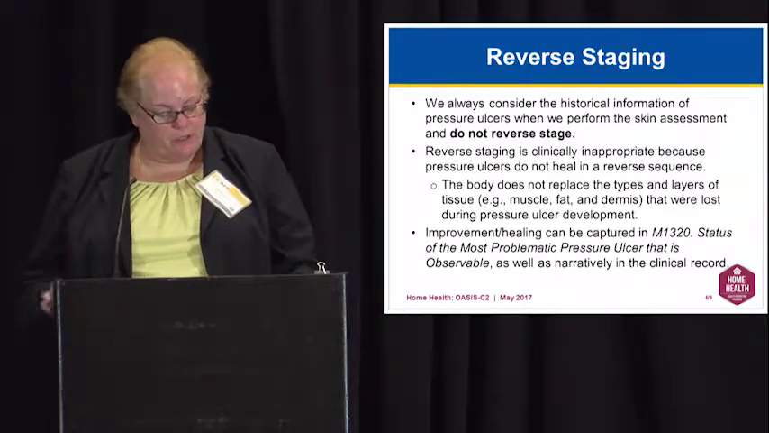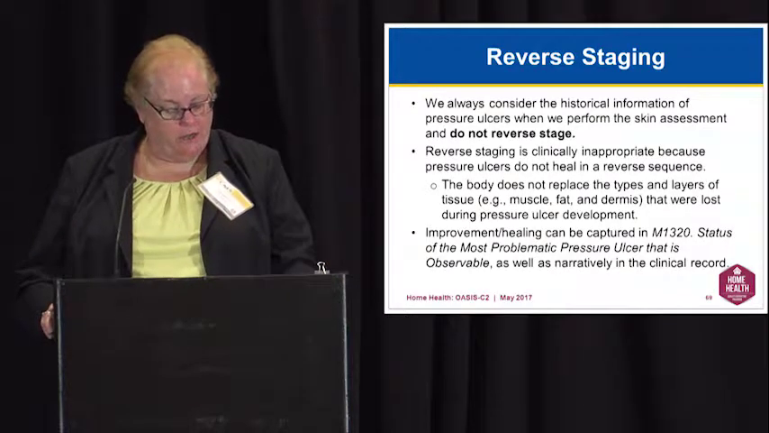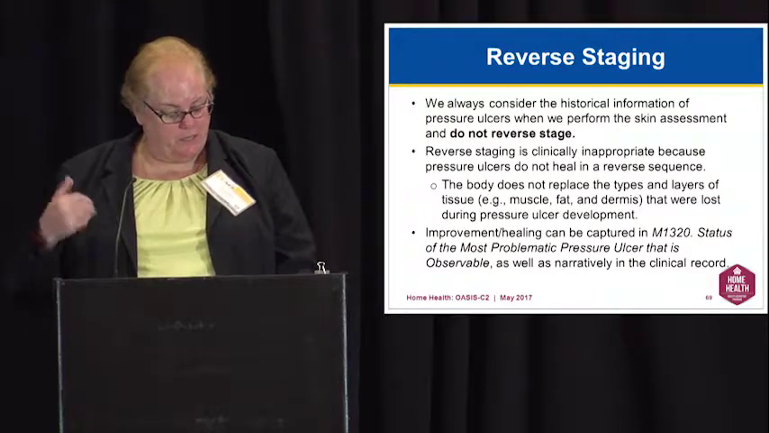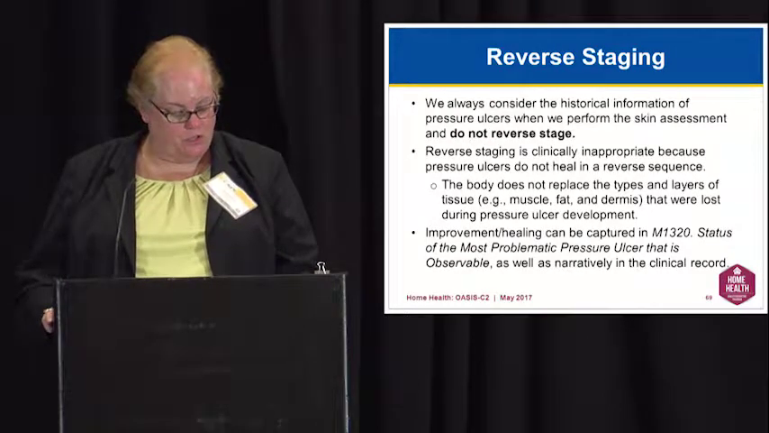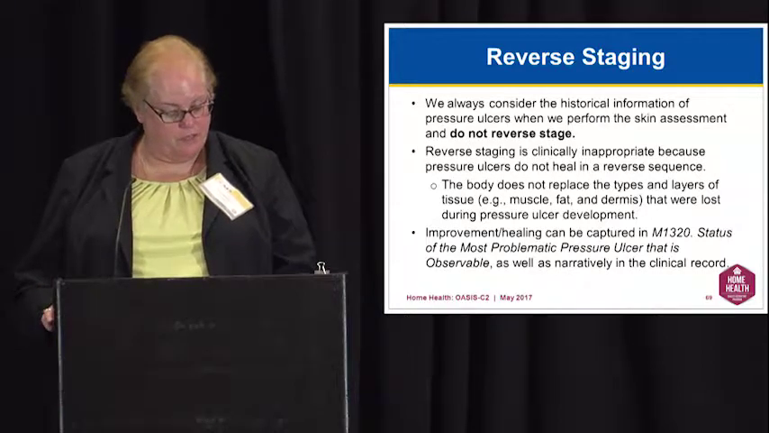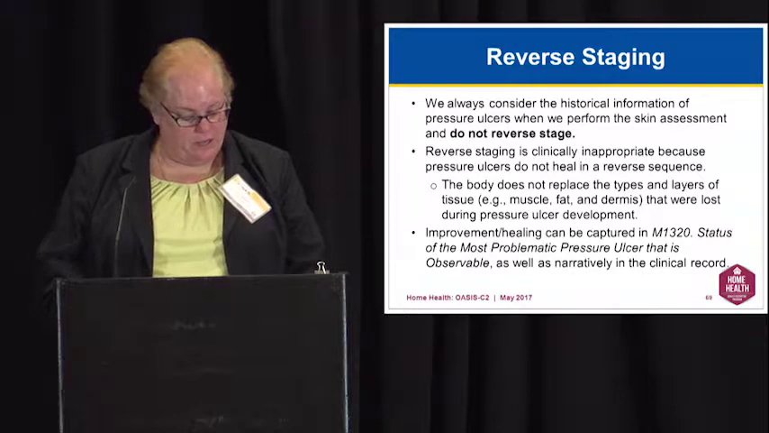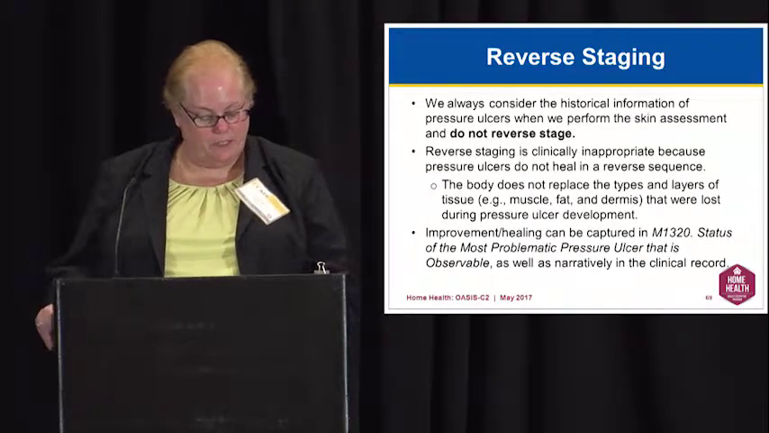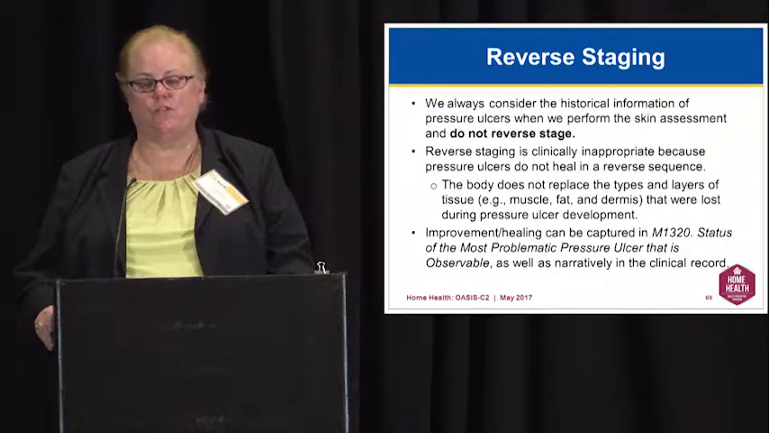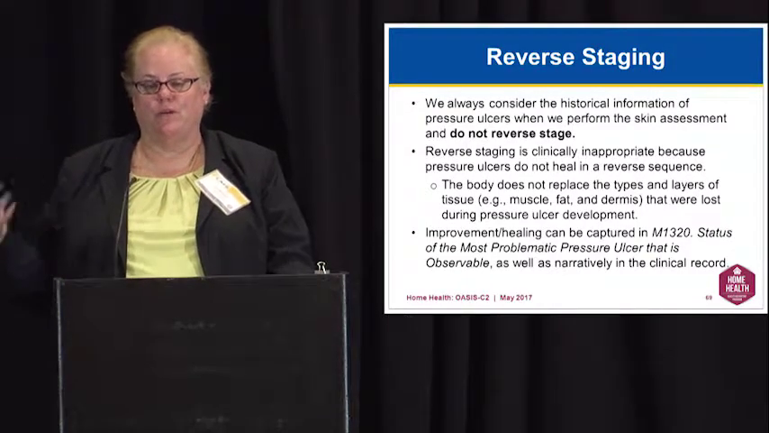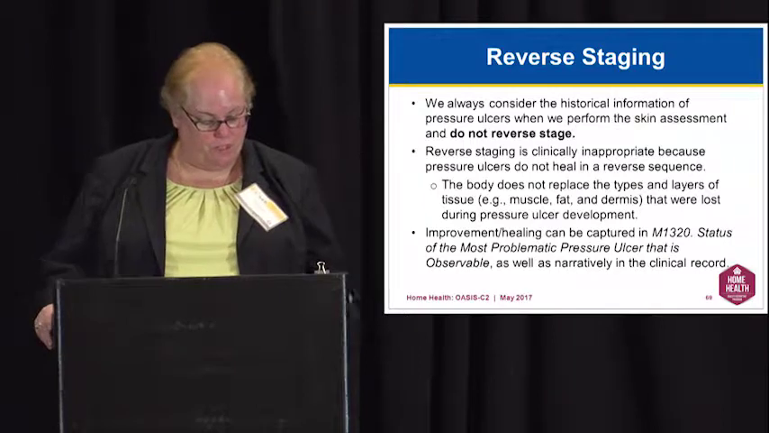Reverse staging is clinically inappropriate because pressure ulcers do not heal in a reverse sequence, and we already talked about that. The body doesn't replace the types and layers of tissue, meaning muscle, fat, and dermis, that were lost. We end up having scar tissue. And then improvement in healing can be captured at M1320. We're not going to really go through that, but that came up as another question: where do I capture healing of this? Well, at M1320 is where you can do that.